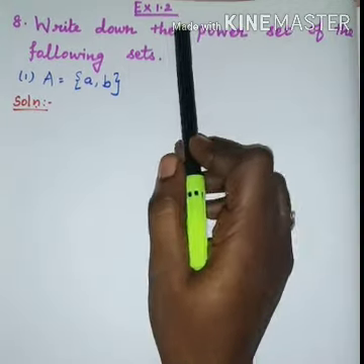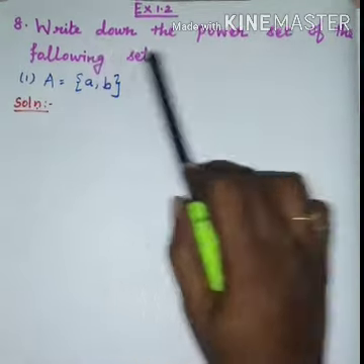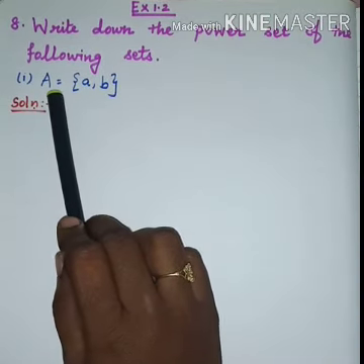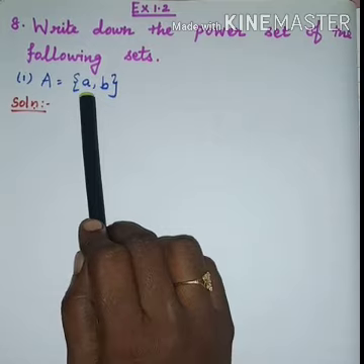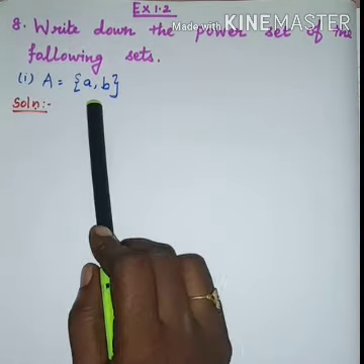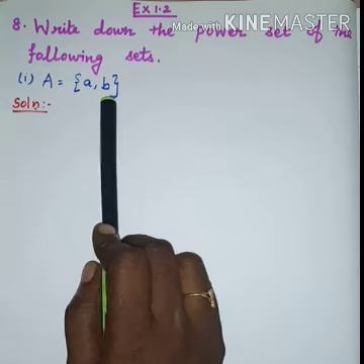Exercise 1.2, question number 8. Write down the power set of the following sets. First subdivision: A is equal to the set {a, b}. We have to write the power set of the set A.